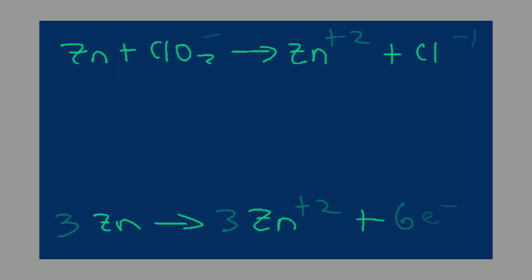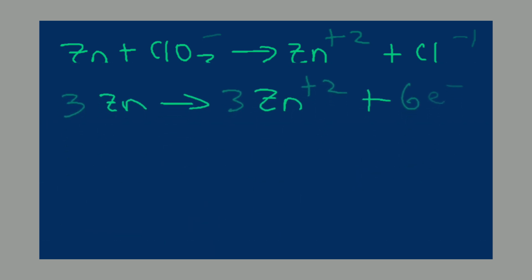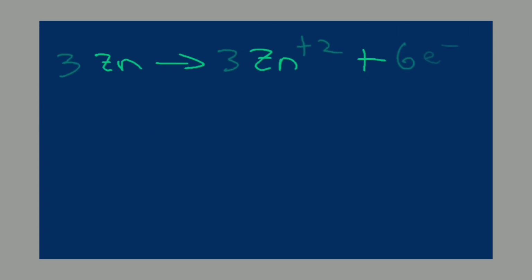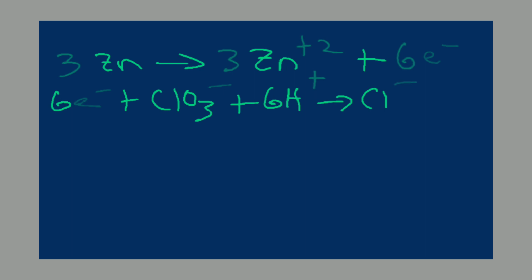But I'm going to rewrite it though. So in the other half reaction, we had 6 electrons, a chlorate ion, 6 H+ ions, and on the right side, it was chloride and 3 water molecules.